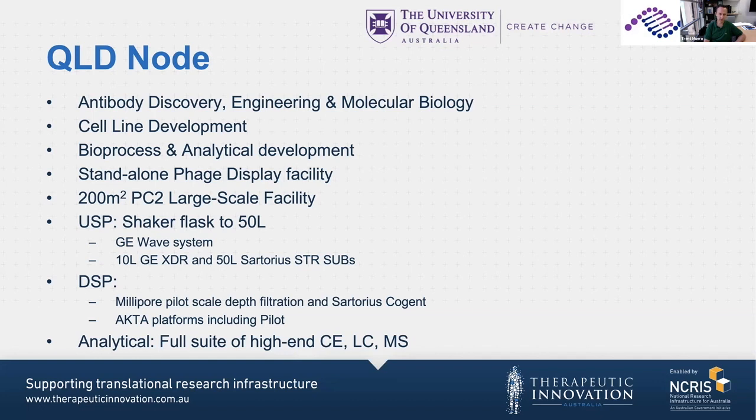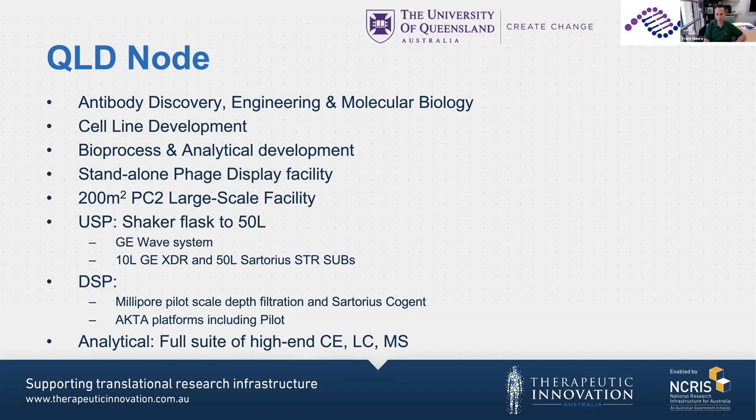In terms of capabilities, on the upstream side, we can do from large numbers of shake flasks all the way up to 50-litre production. We have GE wave systems, a GE 10-litre XDR stirred tank bioreactor, and also a 50-litre Sartorius stirred tank bioreactor. Both of the larger bioreactors are using single-use technology, so it's latest generation in terms of ensuring that we're matching what's out there in industry.